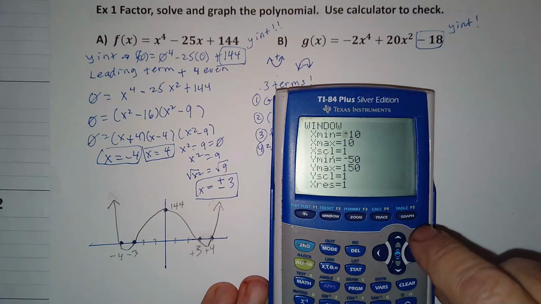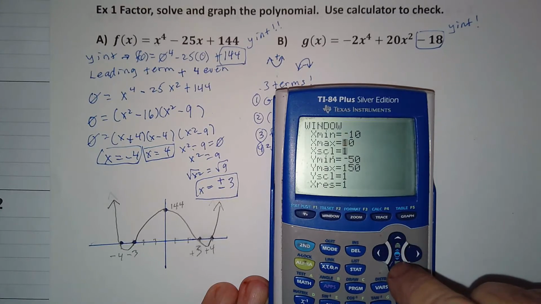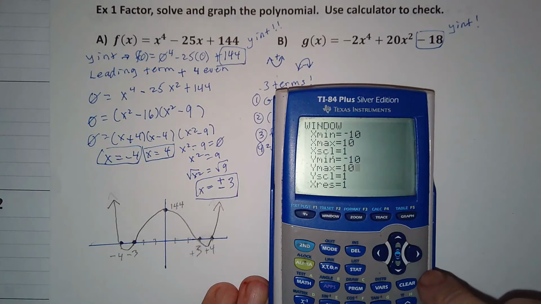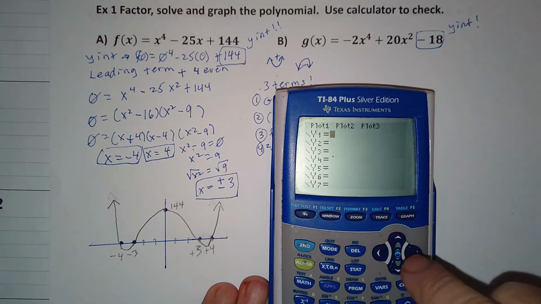X minimum is negative 10, x maximum is positive 10. Try this one more time. So negative 10. Well, I think I know what I did wrong. And the maximum is going to be positive 10. Okay. Now I got my standard graph. Okay, let's do it one more time.